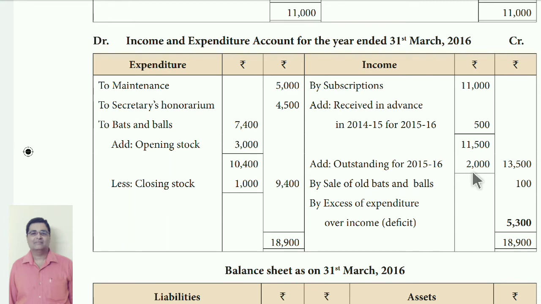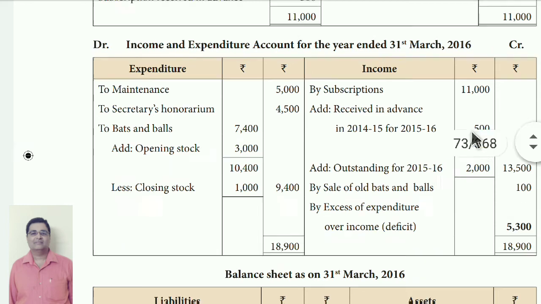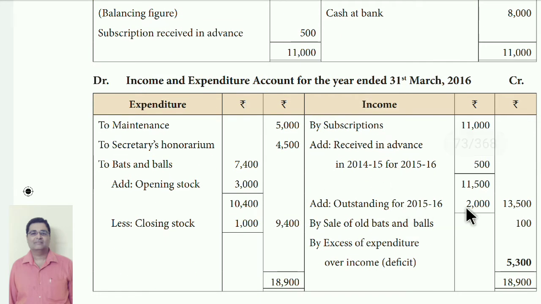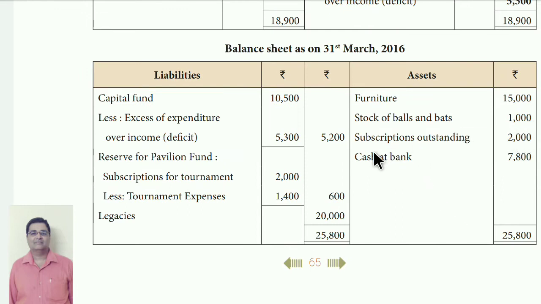Understand? Now see this one. This 500 rupees is the opening received in advance. So this opening received in advance, we have to write in the opening balance sheet, subscription received in advance 500. Then the closing outstanding subscription 2000, we have to write in the asset side. So current year subscription outstanding rupees 2000.